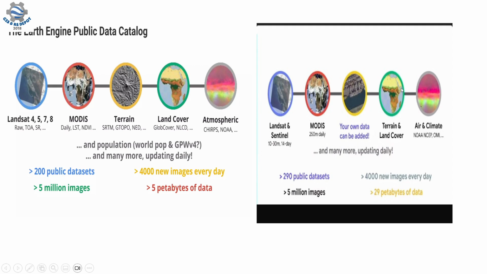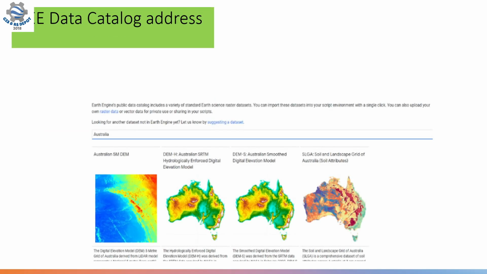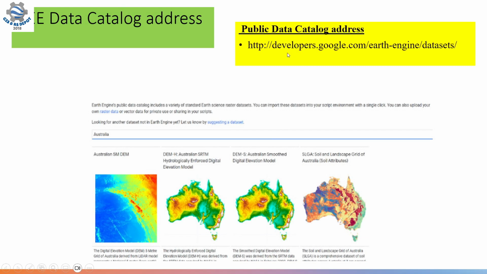Here you can see lots of datasets available, and they are updated daily. This is the Google Earth Engine public data catalog address: developers.google.com/earth-engine/datasets. This is our main dataset catalog. After some seconds we will see it.